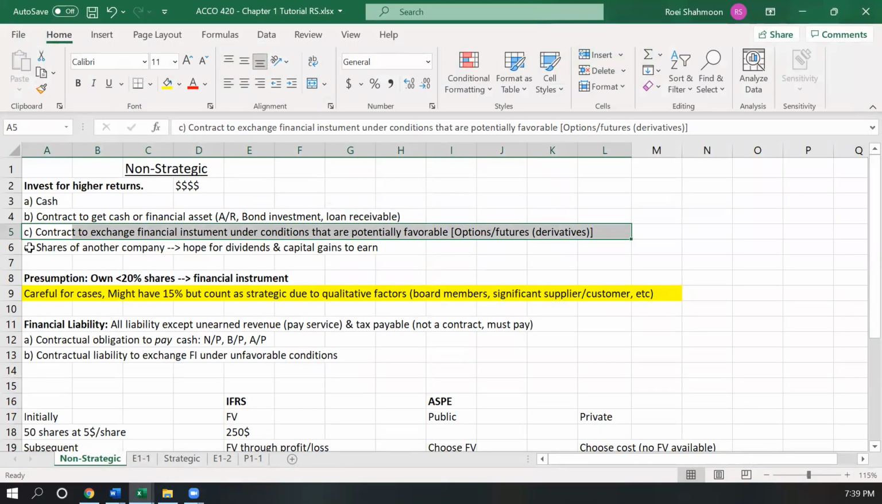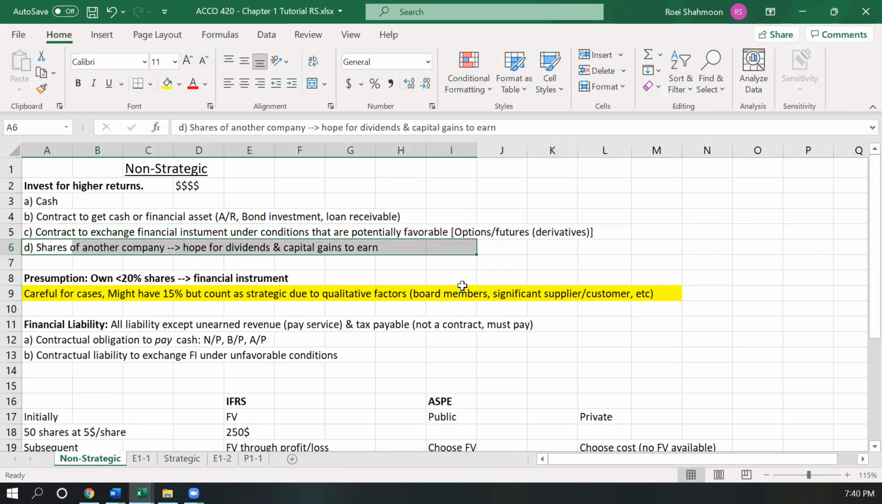Now, you can also have an investment of shares in another company, and this is the big one for ACCO420. Okay, now, what are you doing when you're investing in another company with shares? You're buying their common shares, preferred shares, etc. What are you trying to achieve? Well, number one, I'm hoping they're going to pay me some sort of dividend, right? Some end of the year dividend, or maybe they're paying a few in a year. And that's obviously just going to be nice cash flow into my bank account.